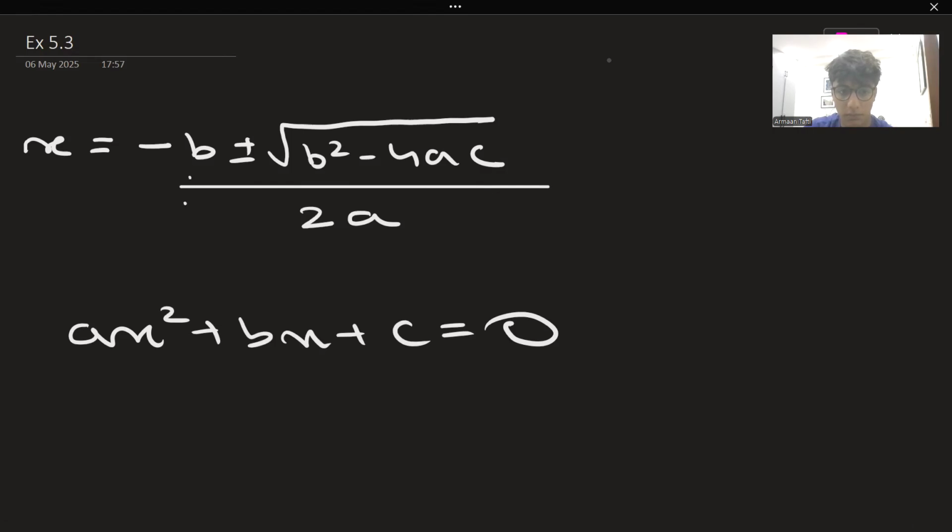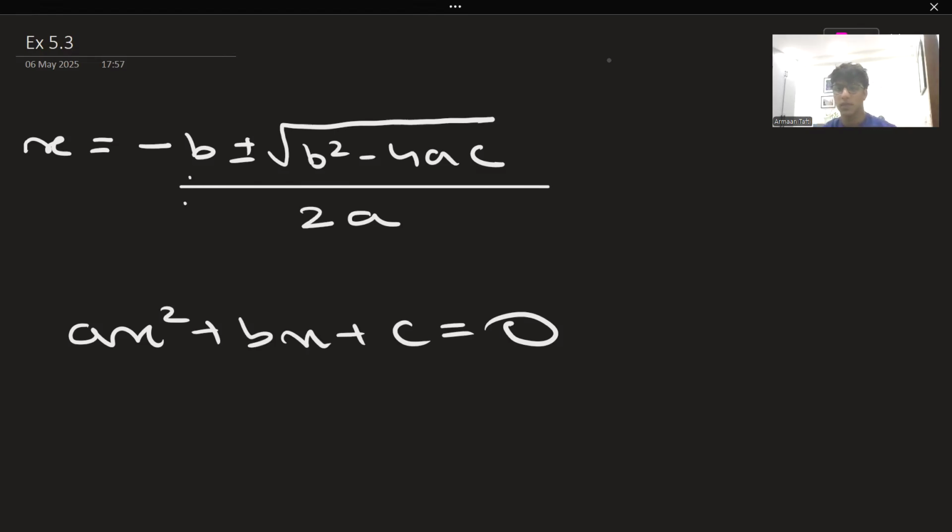So the term multiplied to x is b, the term multiplied to x squared is a, and just the constant is c. In this equation, you take minus b plus minus the square root of b squared minus 4ac, divided by 2a. Whenever you get a quadratic equation, write the values of a, b, and c down, then substitute them into the formula.